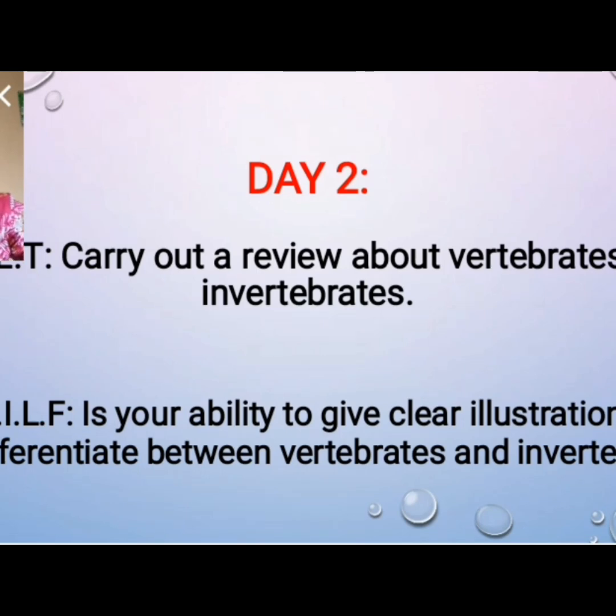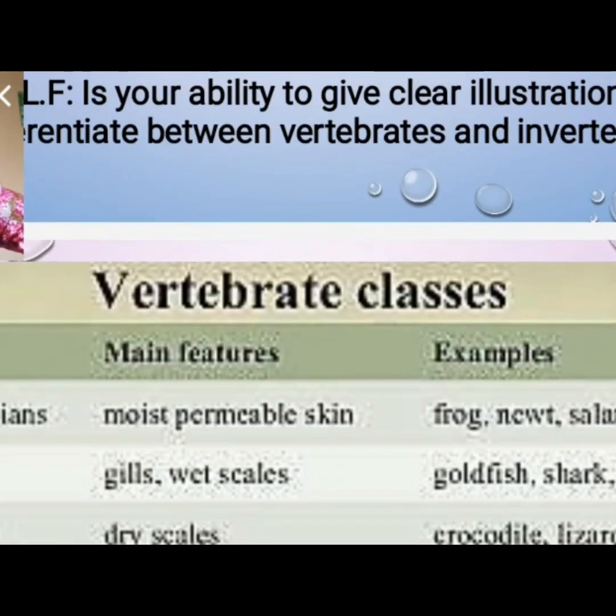What I'm looking for in this part of the lesson is your ability to give clear illustrations and differentiate between vertebrates and invertebrates. At the end of the lesson, you should be able to distinguish, using clear points based on their features or characteristics, what differentiates a vertebrate from an invertebrate. Look at the vertebrate class. Vertebrates are mostly divided into 5 classes.